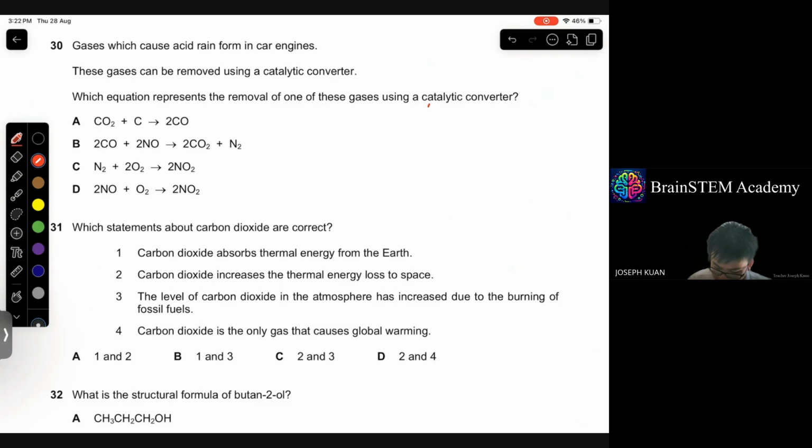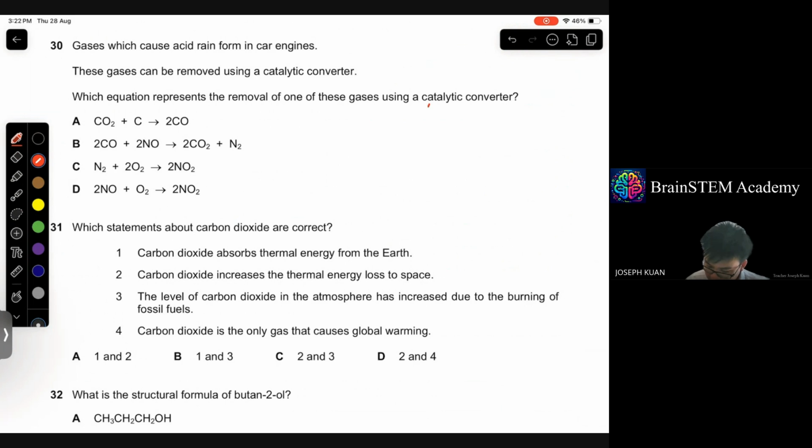So the answer here is B, because we can see that A, C, and D produce pollutants, but not B. In fact, B is a popular equation that happens in the catalytic converter, which is carbon monoxide and nitrogen monoxide. They react with each other via redox and turn into slightly less harmful emissions, nitrogen and carbon dioxide.